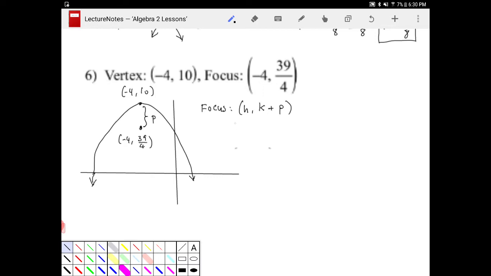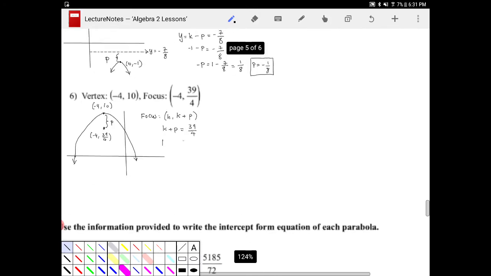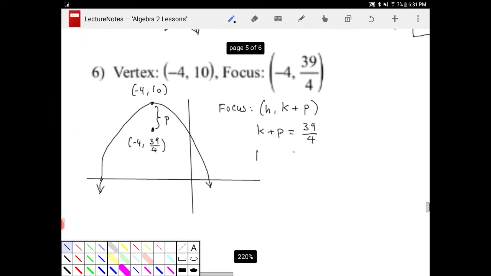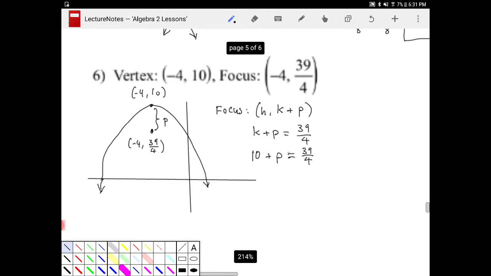So I have k + p is the y coordinate of the focus. What am I saying? So this is equal to 39/4. And k, which is the y coordinate of the vertex, is 10. So I can say 10 + p is equal to 39/4, or in other words, p is equal to -1/4. Right? Because I'm subtracting 10 from both sides.